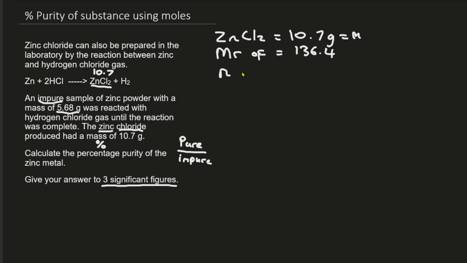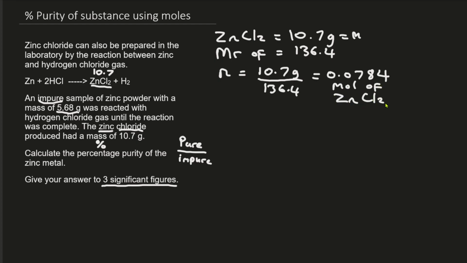So my number of moles can be worked out from the following, right? So the mass is 10.7 grams, divide that by 136.4. That equals 0.0784. So this calculation I did in the calculator already. So there's your answer. Nice and easy. That's the first part. This is the number of moles of zinc chloride found.